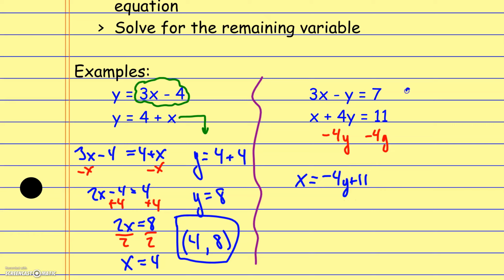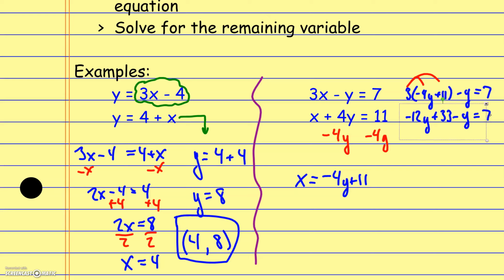So I come back up to this first equation. I had 3 times x minus y equals 7. But instead of x, I'm going to plug in the expression that x is equal to, the negative 4y plus 11. And now I just have to solve this thing. So here I'm going to distribute the 3. That's going to give me a negative 12y plus 33 minus y equals 7.